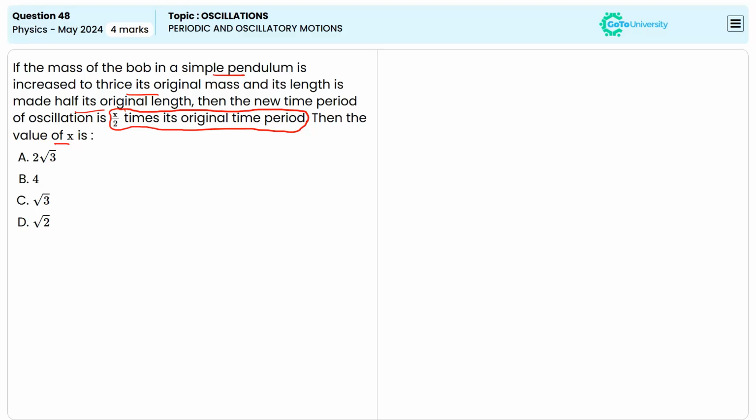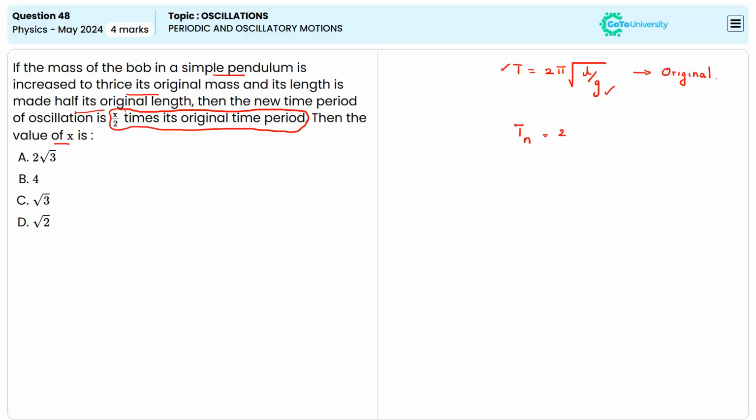It's known that the time period of a simple pendulum can be calculated using the formula T equals 2 pi root of L over G, where L is the length, G is the gravity, and T is the time period. So here we can say this is our original value of time period. Now there will be a new time period when there is a change in length.